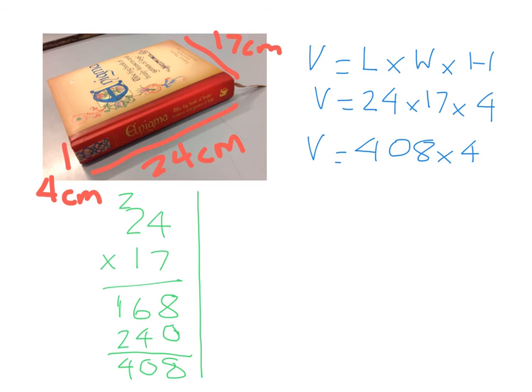So I'm going to do that calculation here. 408 multiplied by 4. 8 times 4 is 32. Put down my 2, carry my 3. 4 times 0 is 0. And bring my 3 down. 4 times 4 is 16.